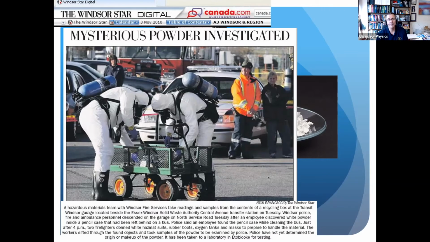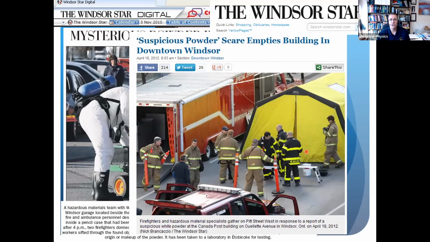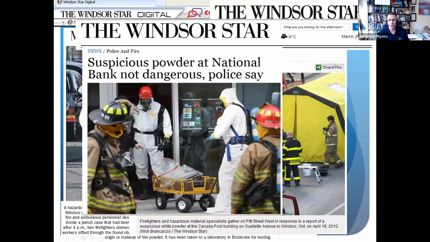Good question, right? Here again, 2012, same thing. Suspicious powder scare empties building in downtown Windsor. And guys, this is just Windsor. This is one of the smaller cities in Ontario. Here's another event. This is 2013, suspicious powder at National Bank, not dangerous. So what I'm saying is the threat of these events means we need the technology.